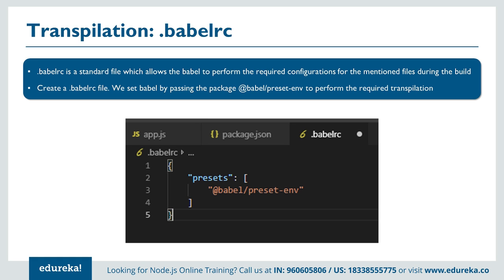Once you have Babel installed and once you write all the code for your application, you can build a new JS file from your application, and that JS file will contain the ES5 code, not the ES6 code that you have written. And that ES5 code, you can be assured, will run in all the browsers, old and new. So create a .babelrc file in the root of your application directory. We set up Babel by passing the package @babel/preset-env to perform the required transpilation. So these two lines are enough for Babel to do its magic.